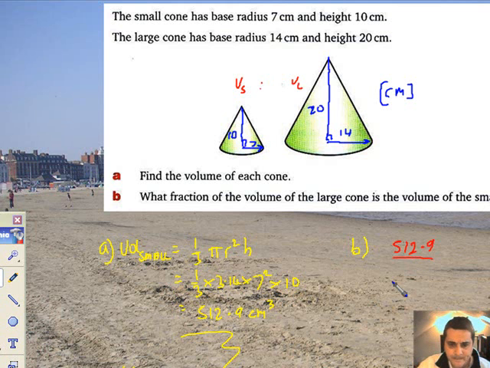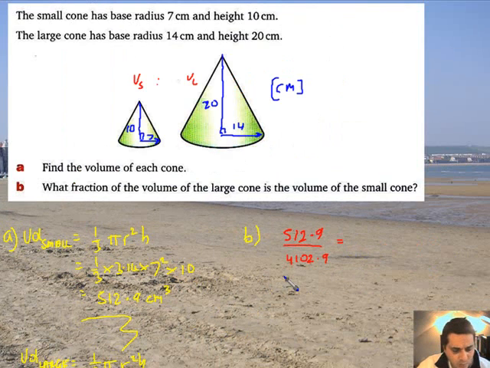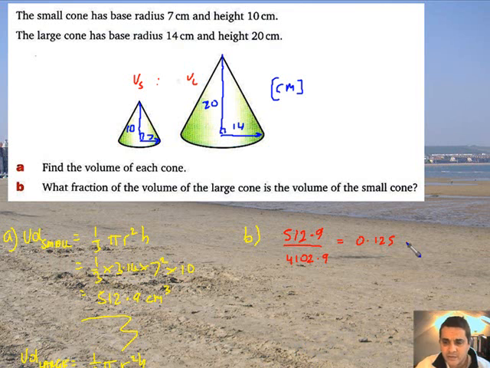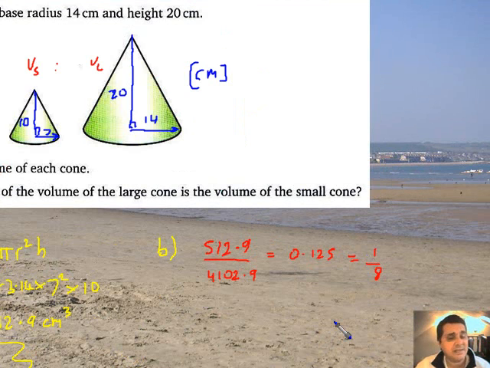It's going to be 512.9 divided by 4,102.9, and that's going to give us, well, I worked it out, 0.125. In decimals, it's always bang on, and we know that's going to be 1/8. So what fraction of the volume of the large one is the little one? It's 1/8 of the size.